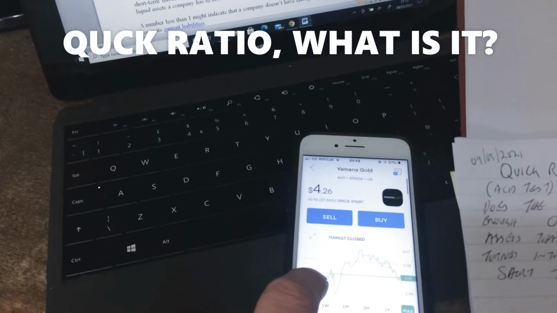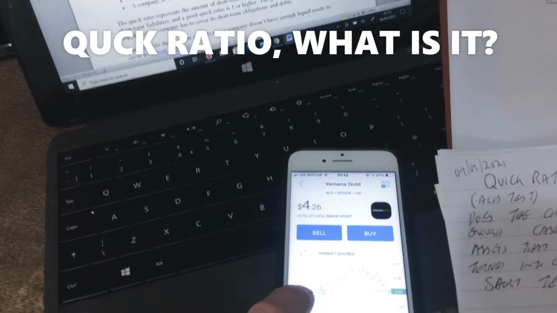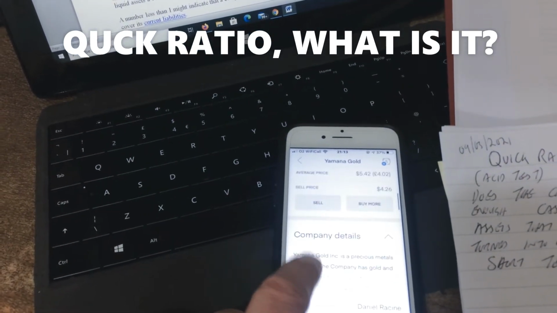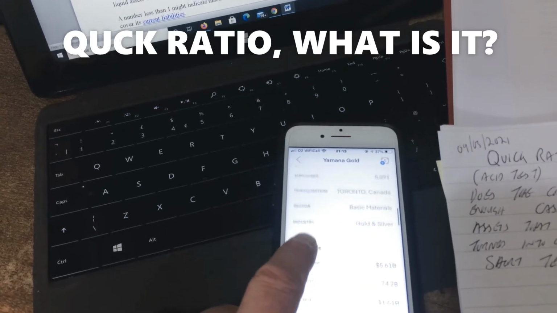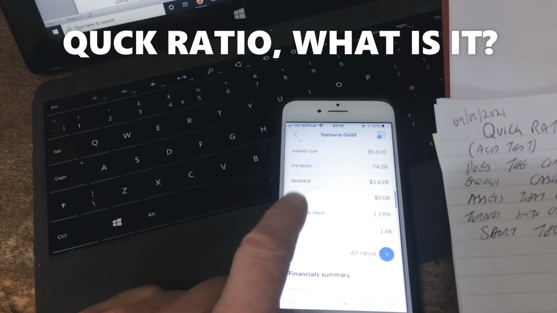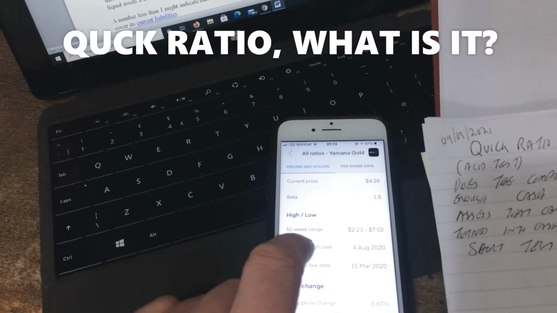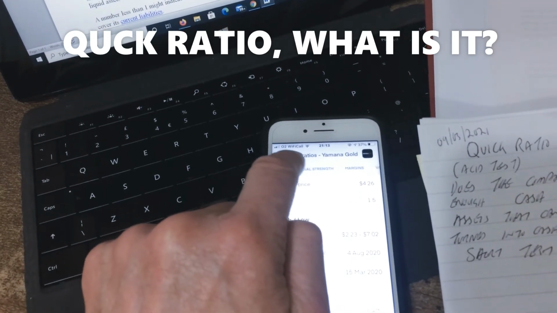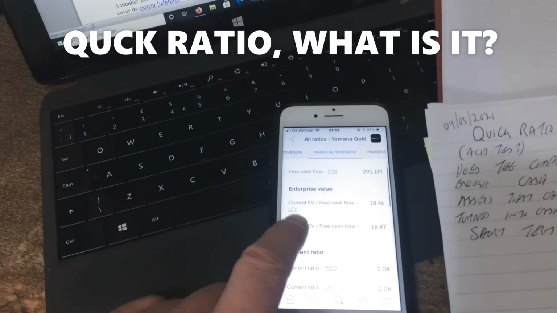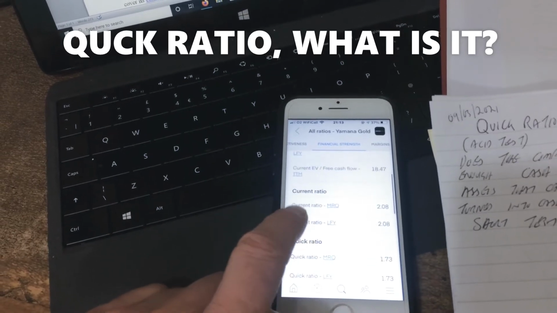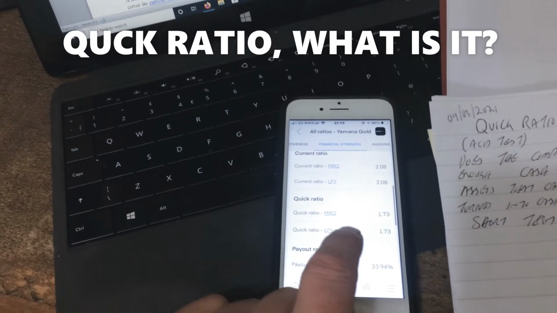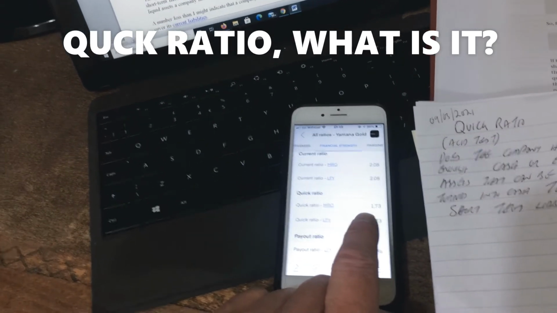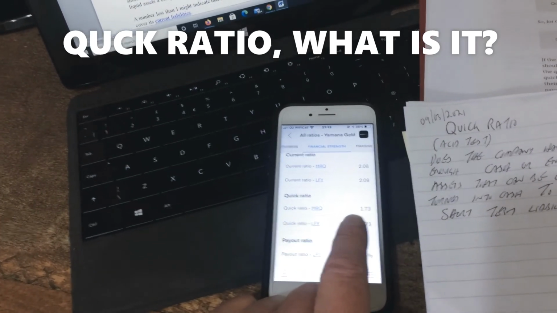I'm using my Trading 212 platform, and I've picked a share at random that I own, and it's Yamana Gold. If you scroll down, it gives you the key ratios. Carry on scrolling down and it goes to all ratios. Then if you go to financial strength, you've got different ratios there, current ratios, and it comes up with a quick ratio, and the quick ratio for Yamana Gold is 1.73, which is over 1, so that is a good sign.